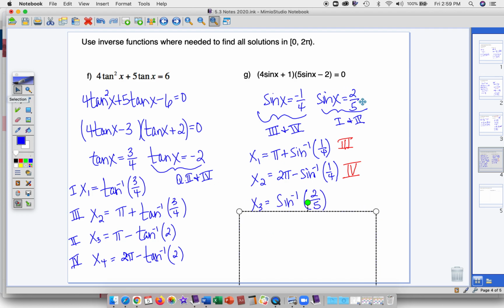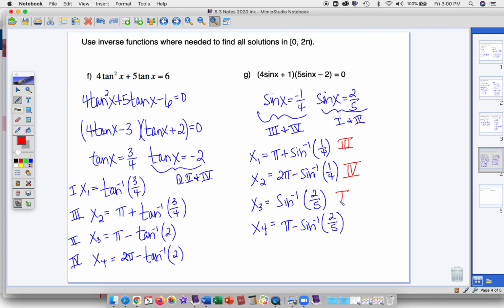Okay, now the two positive solutions come from quadrants 1 and 2. So for quadrant 1, that's always the easiest one to work with. It's just the sine inverse of 2/5.